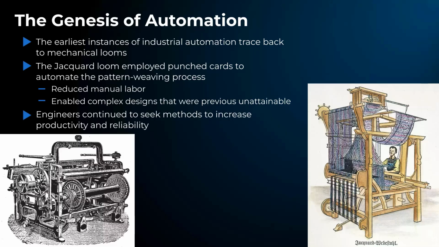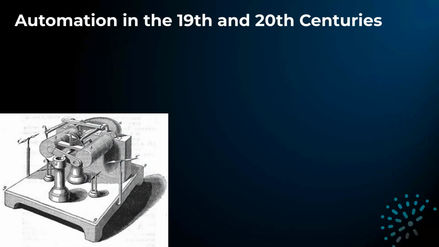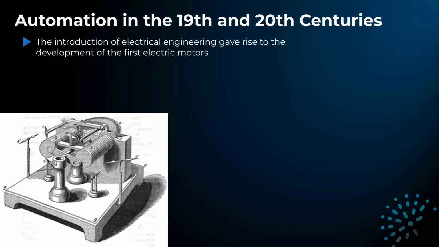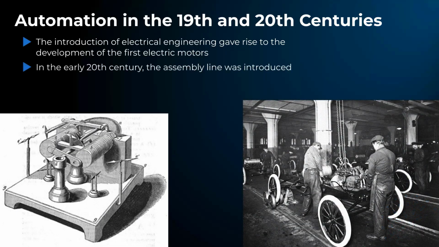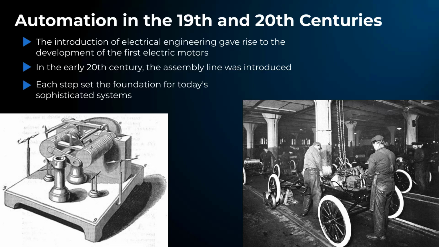As the Industrial Revolution progressed, engineers continued to seek ways to enhance productivity and reliability. The introduction of electrical engineering in the 19th century gave rise to the development of the first electric motors, leading to increasingly autonomous machinery. The early 20th century marked a significant milestone with the popularization of the assembly line by Henry Ford, which standardized the mass production process. Each step set the foundation for today's sophisticated systems, where advanced computer algorithms and robotics often exert control, integral to industries worldwide.